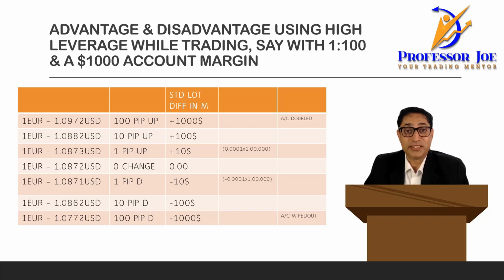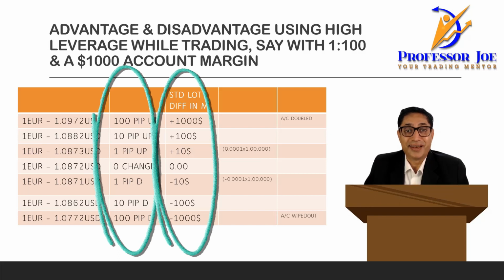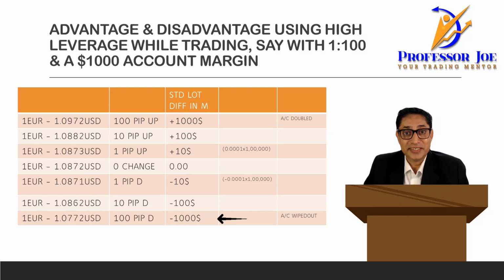But just imagine, what if the opposite happens? You entered a buy trade and the market goes in the opposite direction. 1 pip down, you lose $10. 10 pips down, you lose $100. And 100 pips down, that is 1%, you lose your entire account, minus $1,000.